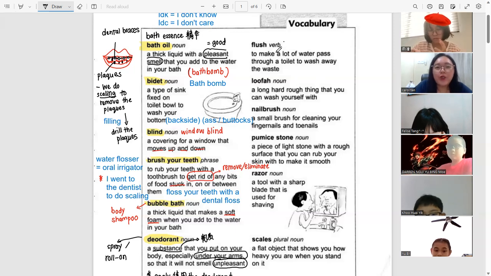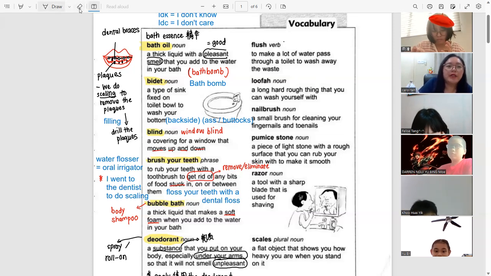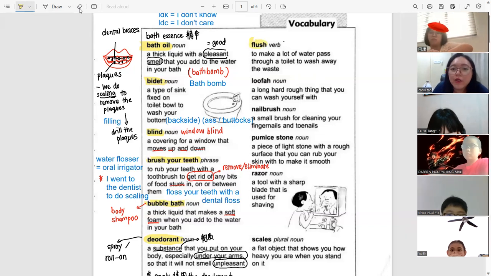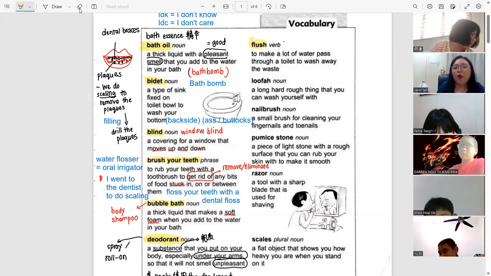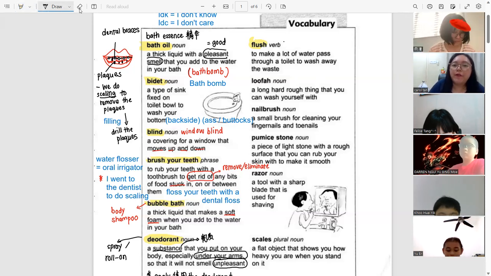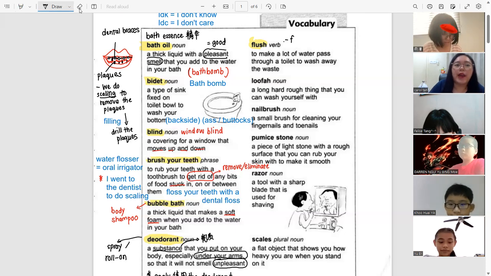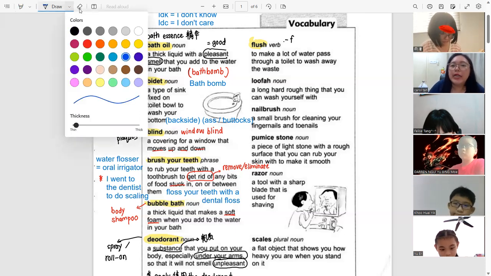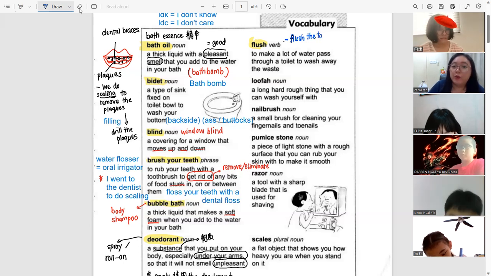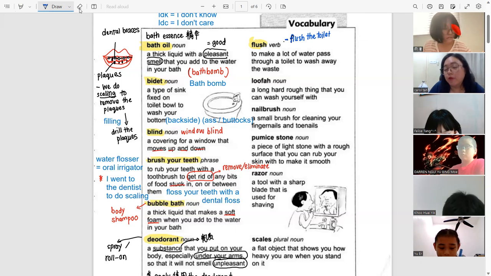Okay, Ansley, can you tell us what is flush? Flush is to make a lot of water pass through a toilet to wash away the waste. Okay, everybody, you can write flush the toilet. You flush the toilet bowl after you finish your number one or number two.